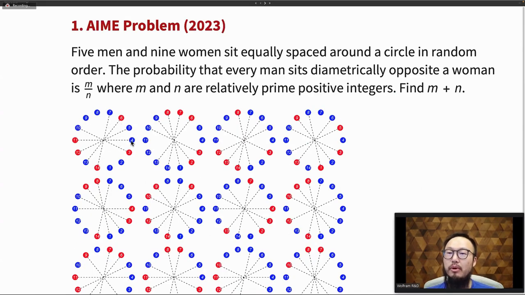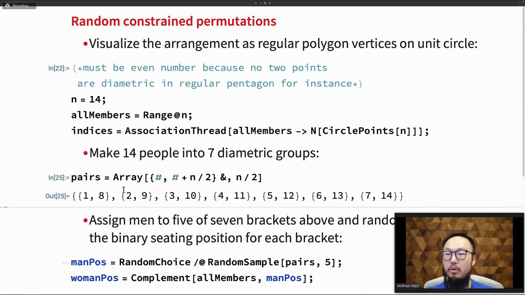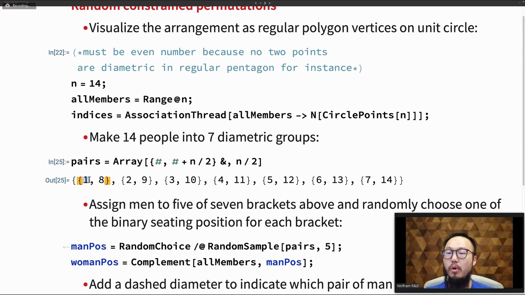Before you put people on the seats, we know the proper seating is paired by a diametric thing. So you basically generate the diametric brackets first. Okay. So if someone sits in 1-8, it must be a lady. So one lady. So it's red point, blue point, or red point, blue point.